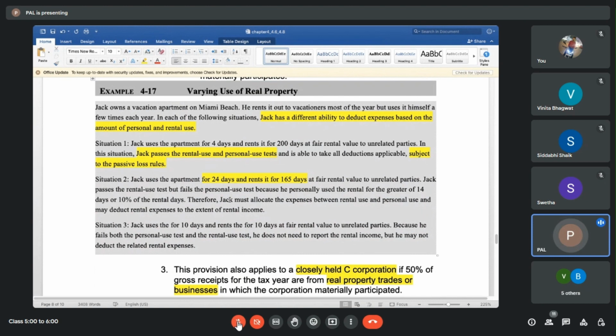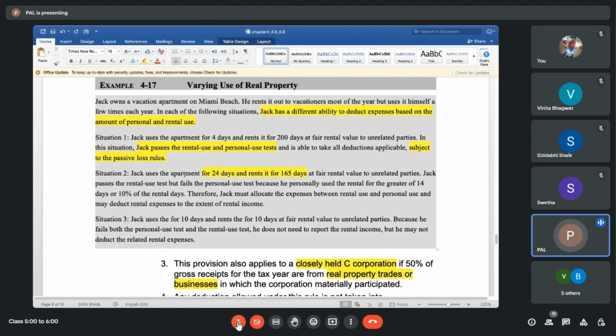Okay. Now, second situation: he's using it for 24 days and rents it for 165 days. This is important: he's renting to unrelated parties. On purpose, they're saying it so that we don't get confused. He's giving it to them at arm's length, doing all this transaction. So Jack passes the rental use test but fails the personal use.